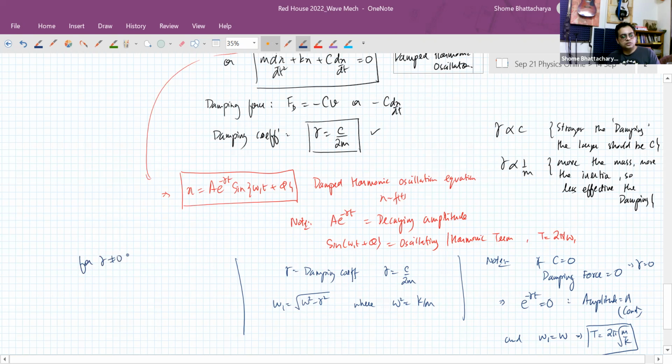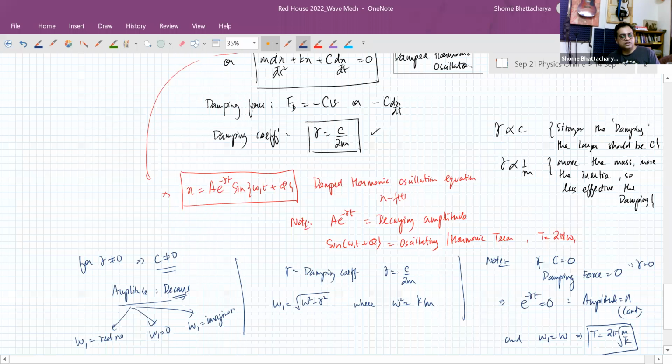But if gamma is not equal to 0, so then c is not equal to 0. It means that the amplitude decays with time. And now there are interesting cases. Omega 1 might be a real number, it might be 0, or omega 1 might also become imaginary. That leads to 3 different cases.